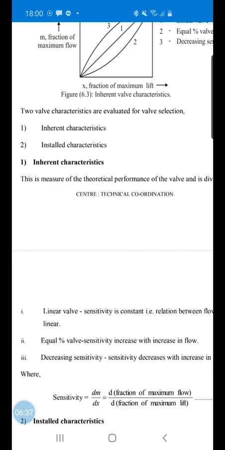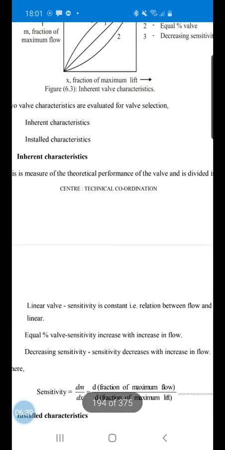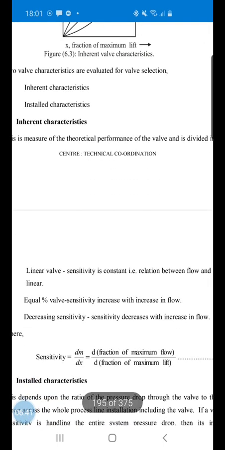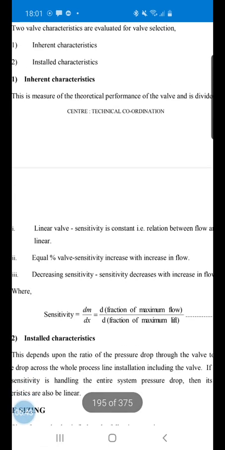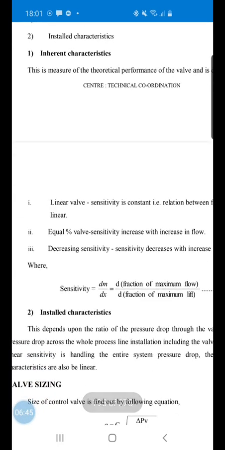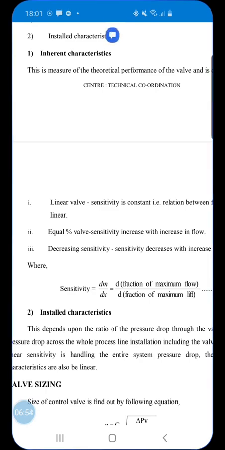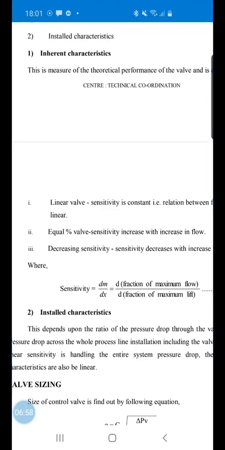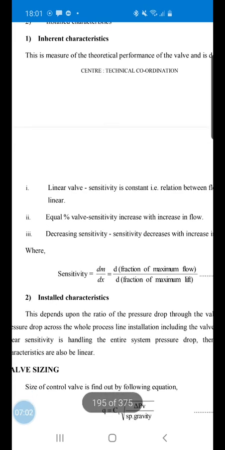Inherent characteristics are a measure of the theoretical performance of the valve. This theoretical performance is classified in three different ways. Linear valve, where the sensitivity is constant. Equal percentage, where sensitivity increases with an increase in flow. And the third type is decreasing sensitivity, where sensitivity decreases with an increase in flow.